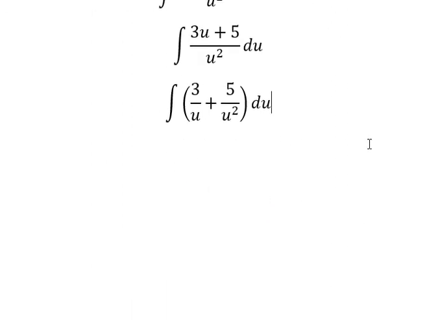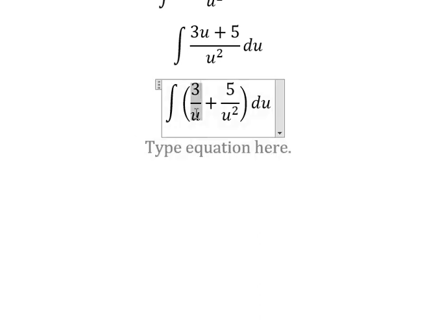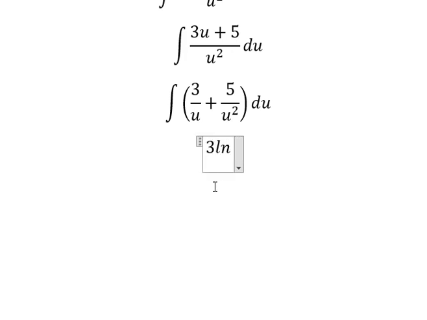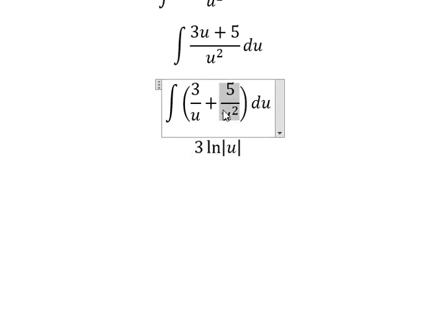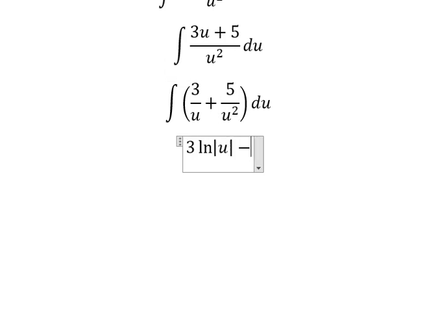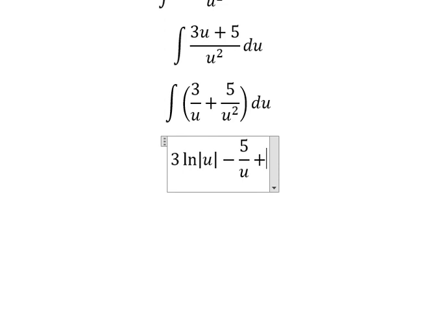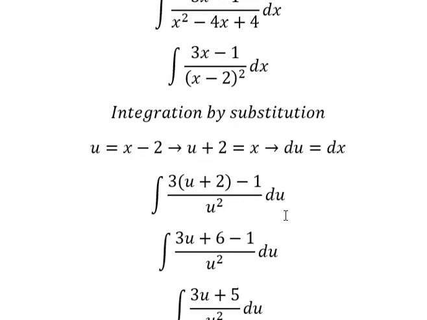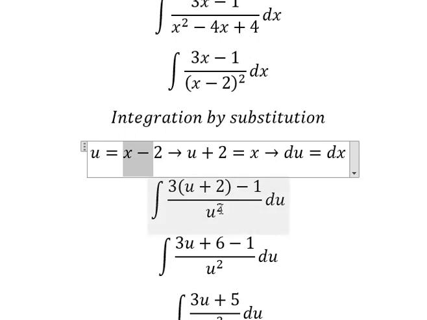And now we have the final answer. The integration of this one, we have negative number 3, number 3 over number 3 ln of the absolute value of u. The integration of 5 over u square, we have negative number 5 over u, and I will put plus c. About u, that is s minus number 2.